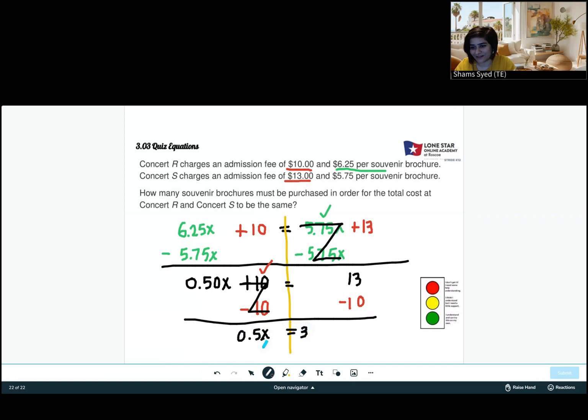You want to get x by itself, you divide both sides by 0.5. And notice the answer is going to be how many 0.5s go into 3? There are 6 of them. So we can say that concert R and concert S will have to be selling 6 souvenirs so that the total cost is going to be same for both.